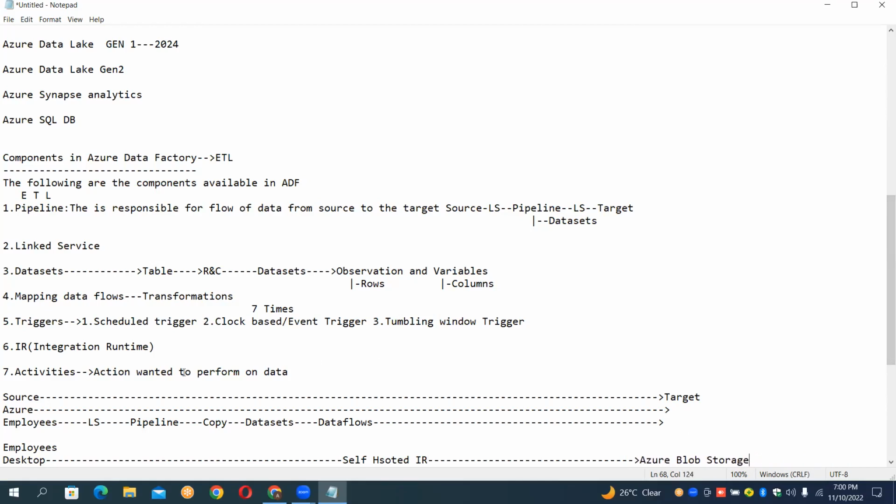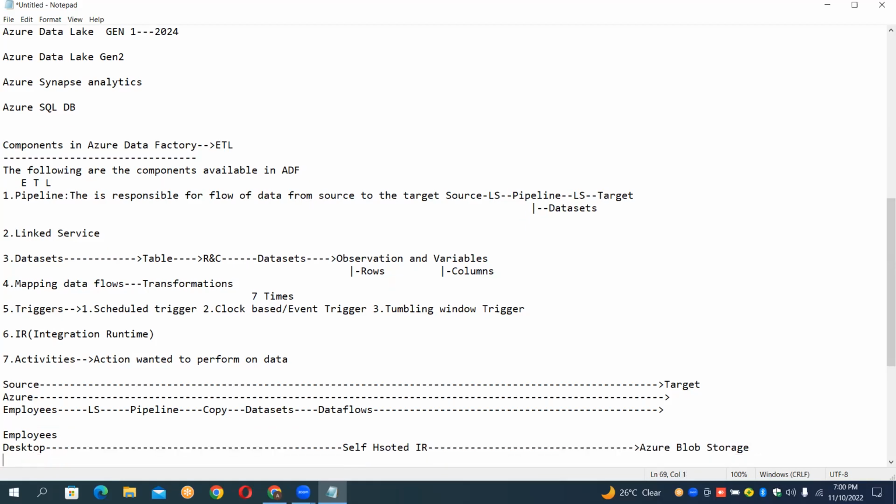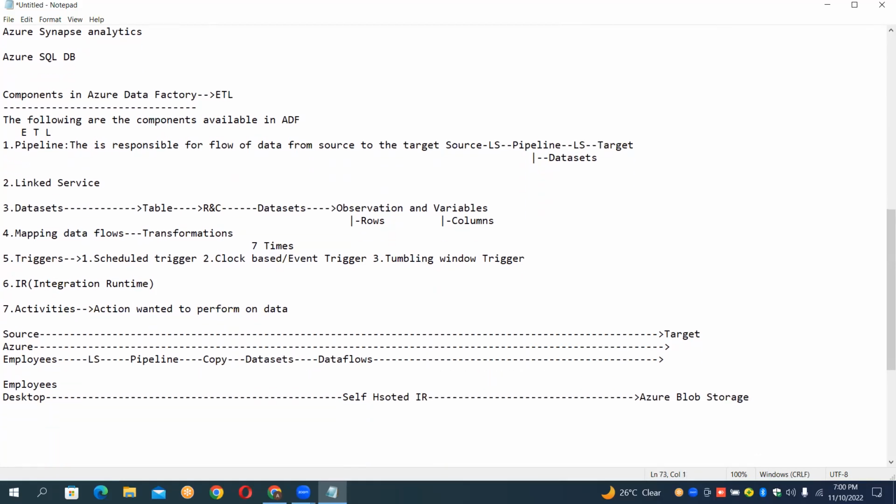Okay. Next one, what is it? Triggers. When you want to run this particular pipeline, only if you run the pipeline will the entire copying be done. Am I right or not, guys? If you run the pipeline, then only the data will be copied. So the pipeline is executed by an action called, what is that? Trigger. So triggers execute the data pipelines.